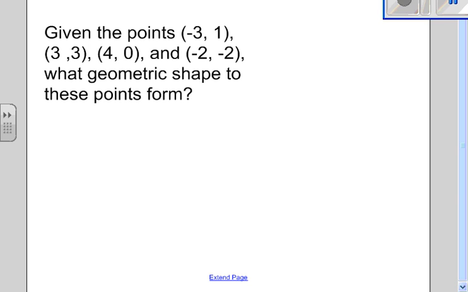This is geometry problem 3, and there's not a lot of information here. Given the points -3, 1; 3, 3; 4, 0; and -2, -2, what geometric shape do these four points form? So here's what you've got to do. Now, you're not going to be provided graph paper, so you're going to have to figure out a way to know this without that.